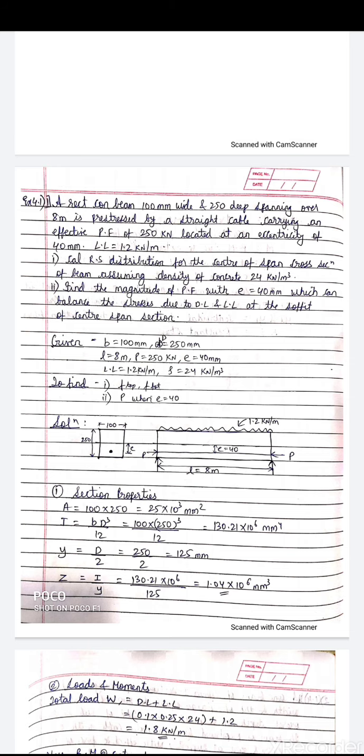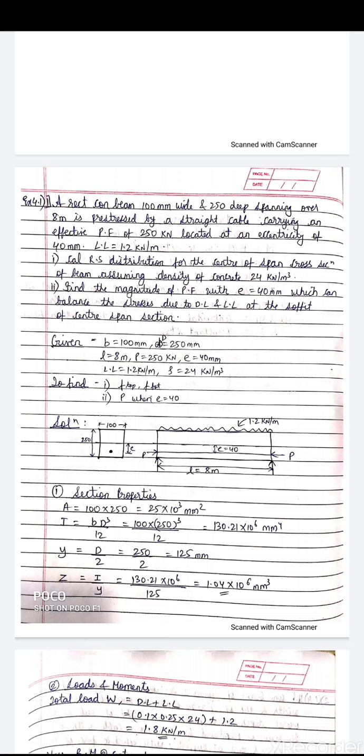And the second part is to find the magnitude of the pre-stressing force with eccentricity 40 mm, which can balance the stresses due to the dead load and the live load at the soffit of the center span section. Okay, so let us just understand the question, what is given and what we have to find out. Basically we have to find out the resultant stress distribution, and the second part is to find out the magnitude of the pre-stressing force. So before that, let us see what is given in the question. The given data is the section dimension, that is B is given and the overall depth is given.